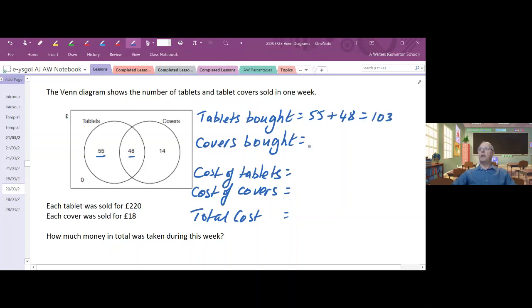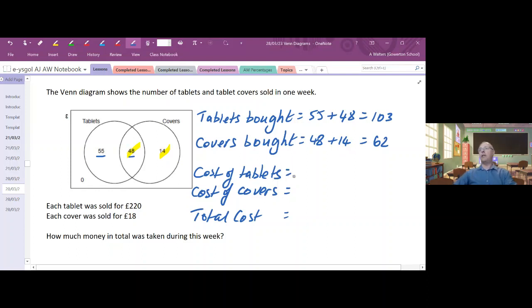The covers amount to the 48 there, and the 14. So that amounts to 62. So these are the number of tablets and the number of covers. I haven't combined them, as some people often look at this separately, but that's another way.